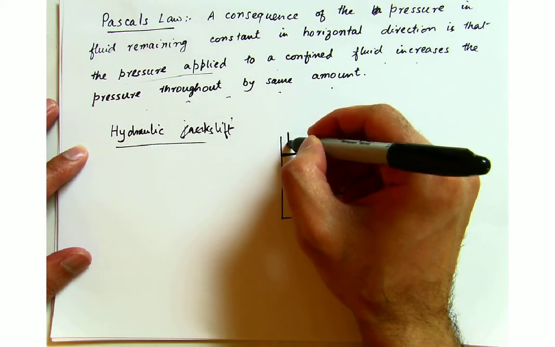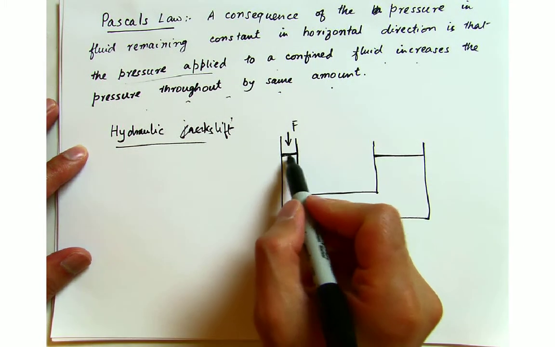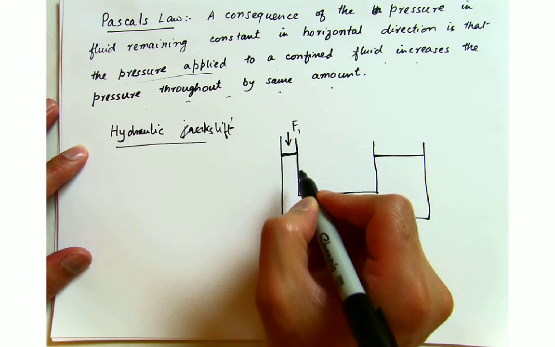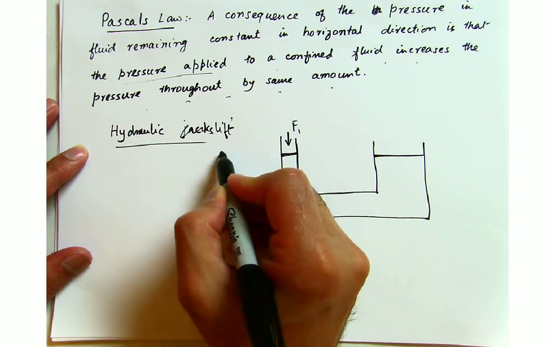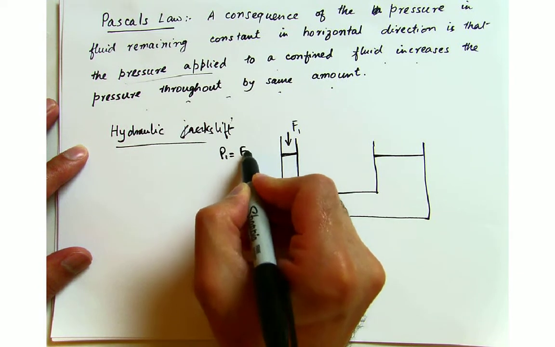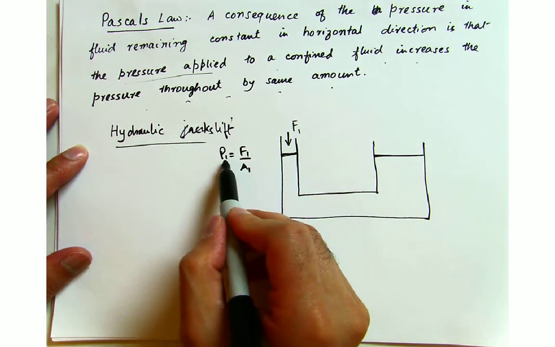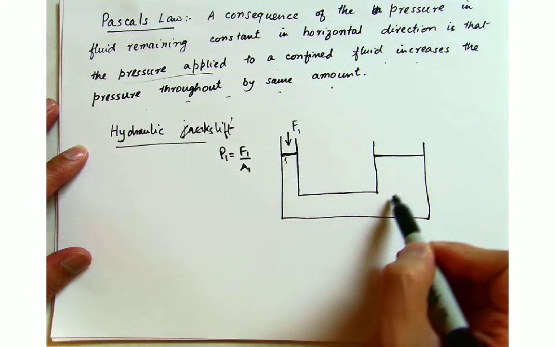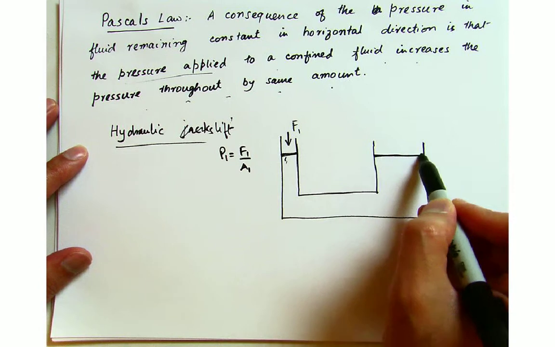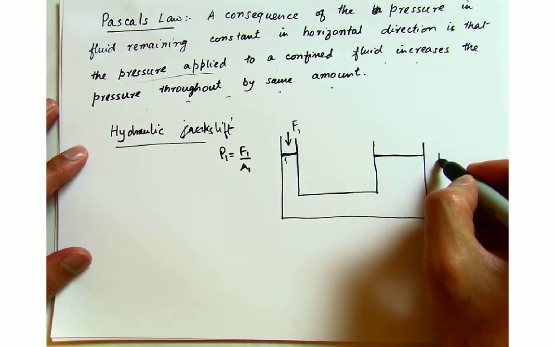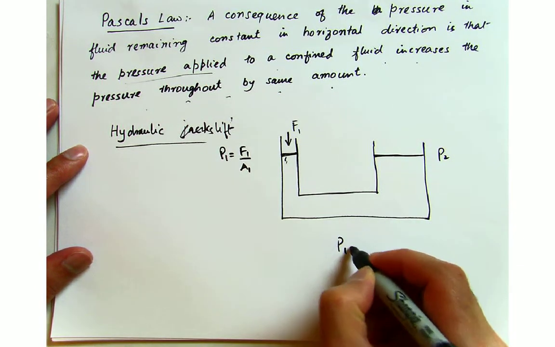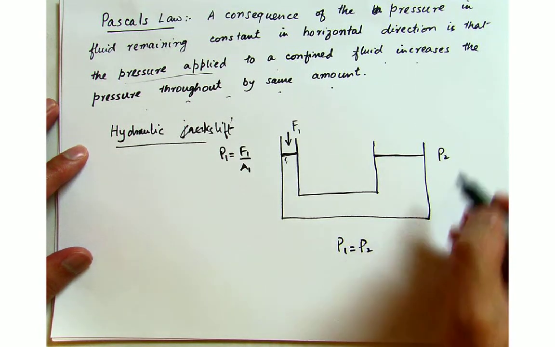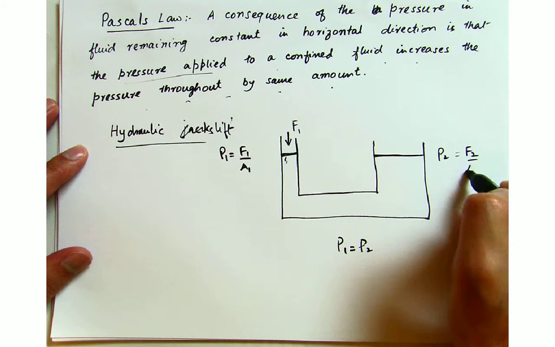and I apply some force here, and because the pressure is force per unit area, if I apply force F1, then P1 is equal to F1 over A1. This pressure will actually be experienced by this piston over here, which will be the same as P2. So P1 is the same as P2, and P2 is equal to F2 over A2.